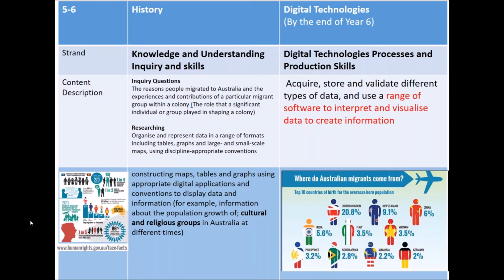Something I really liked about this was when I was looking at the researching component in the HASS curriculum here. They're organising and representing data in a range of formats, including tables, graphs, large and small scale maps, etc. But while they're in history and geography, this is a really good opportunity to start looking at some of the software available to interpret and visualise the data and to create the information.